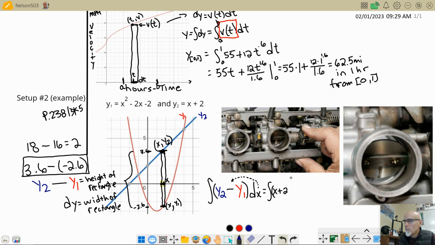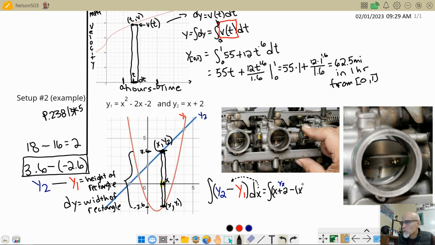Let me put that in blue right above. That's my y sub 2. Now I'm going to put my y sub 1 down, and let's do minus. Now, this is going to be important. I'm going to put another parenthesis here. Why? Because there's three terms: x squared minus 2x minus 2.